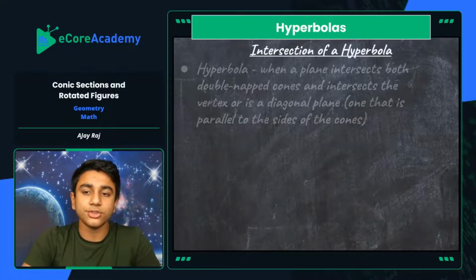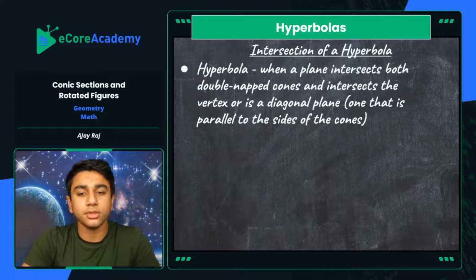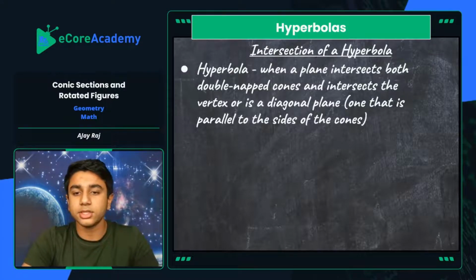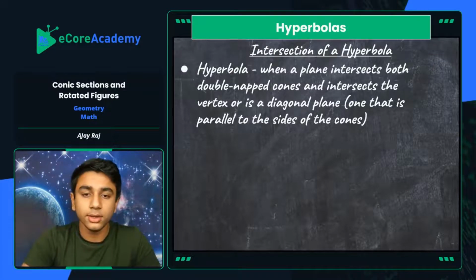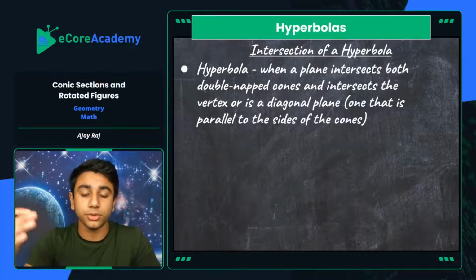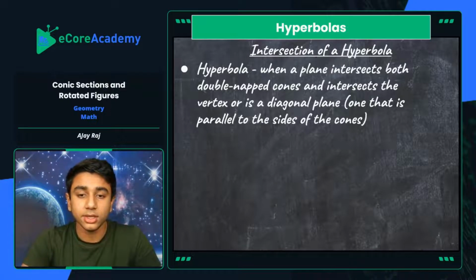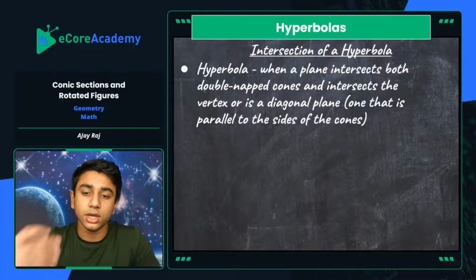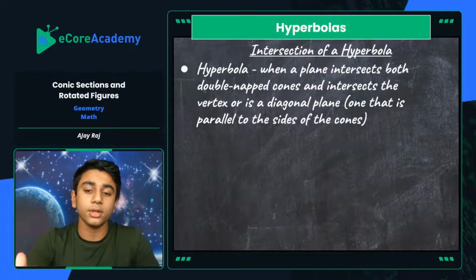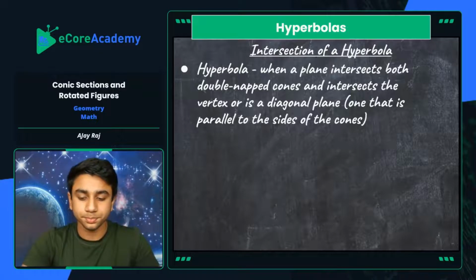So let's take a look at the intersection of a hyperbola. This might seem a little bit intimidating, but if you know what your parabola is, this should come instantaneously. So a hyperbola is when a plane intersects both double-napped cones. And of course, unlike our parabola and our circle, this is going to intersect both the top and the bottom cone simultaneously. And it is going to intersect through a diagonal plane or one that is directly parallel to the sides of the cones. So I'll show you what that means.